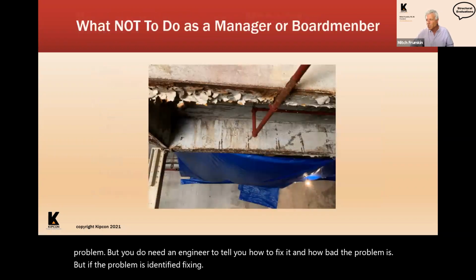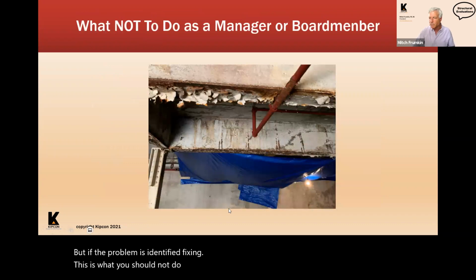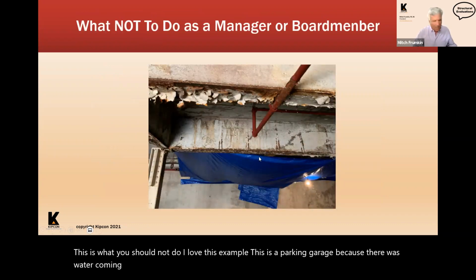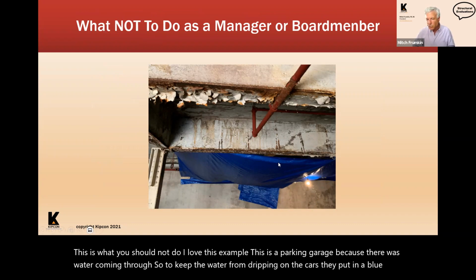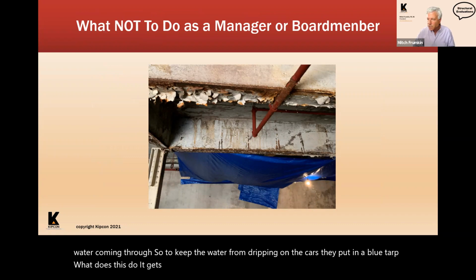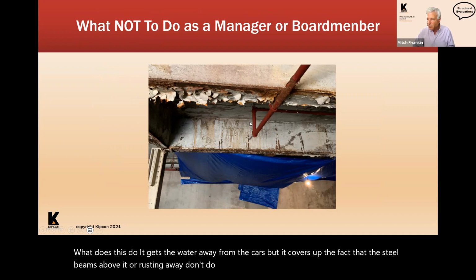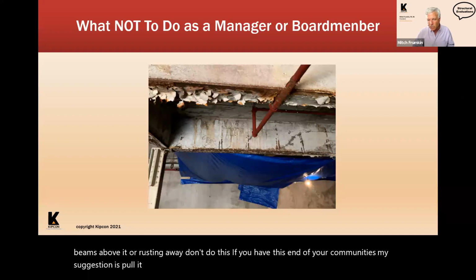Now, this is what you should not do. I love this example. This is a parking garage where there was water coming through. So to keep the water from dripping on the cars, they put in a blue tarp. What does this do? It gets the water away from the cars, but it covers up the fact that the steel beams above it are rusting away. Don't do this. If you have this in any of your communities, my suggestion is pull it down and look at what's going on underneath it.